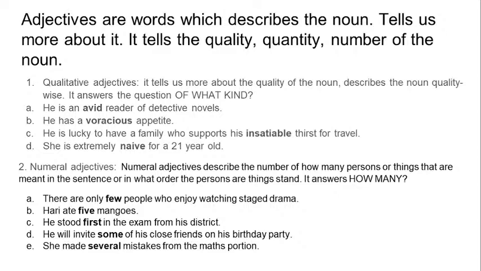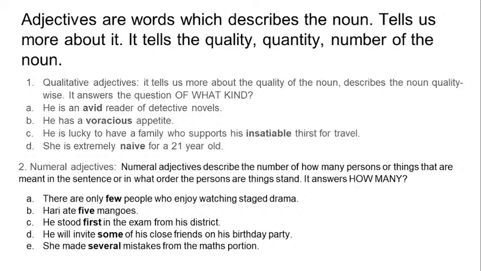It is naive, and naive means someone who is extremely simple, someone who does not know the ways of the world and the wicked ways of the world, someone who is not very aware of that. They think that they are simple and everyone around them is also like that. So it says what kind of a person? See, it describes more about the quality of the person. So she is extremely naive for a 21-year-old.